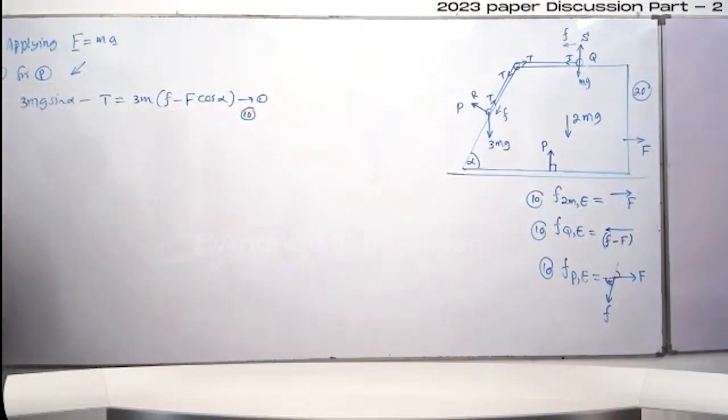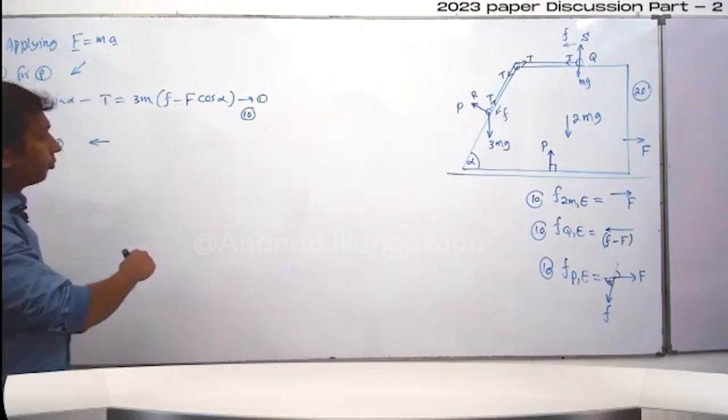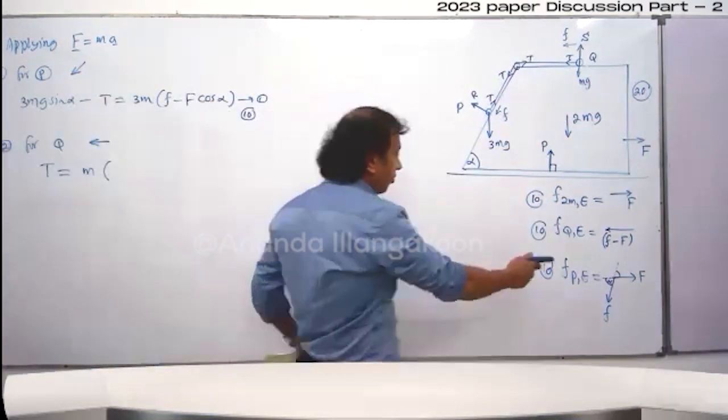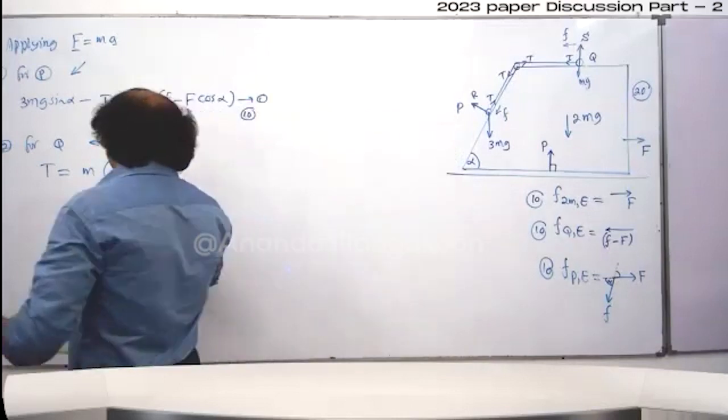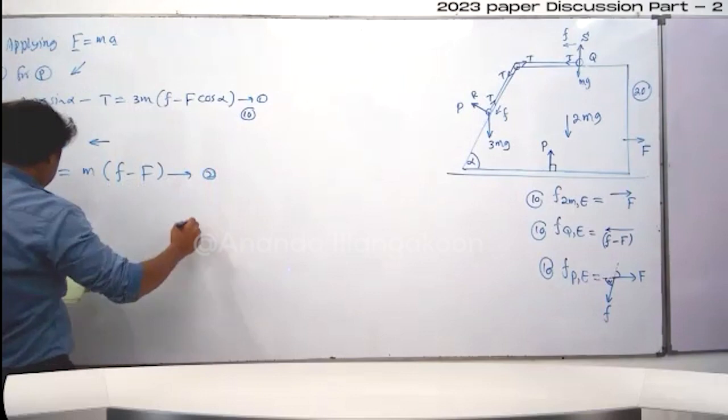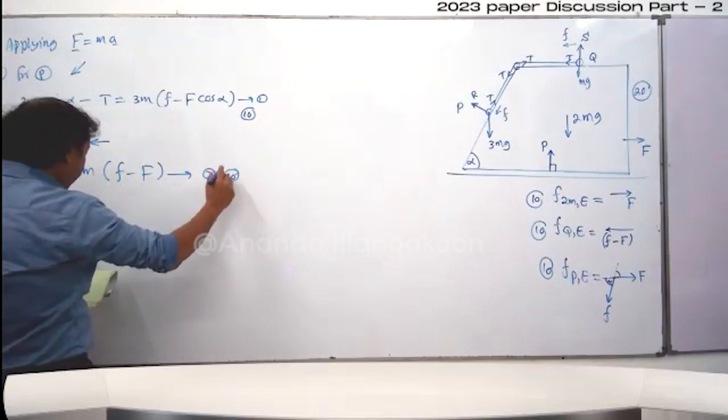Okay. Number 2. For Q in the leftward direction, what is the force? T. T equals m times the acceleration from Earth, which is going to be simple f minus capital F. Simple f minus capital F. Number 2. For that also 10 marks given.